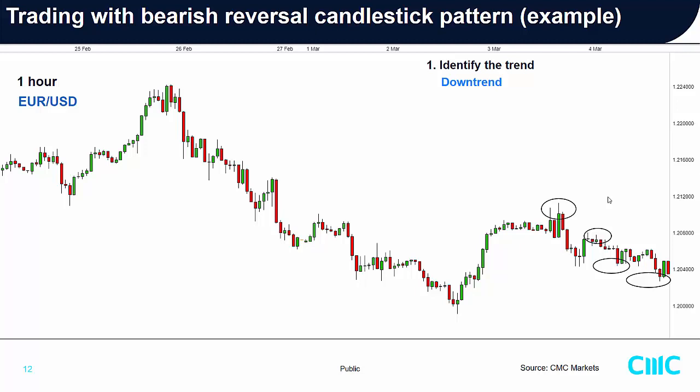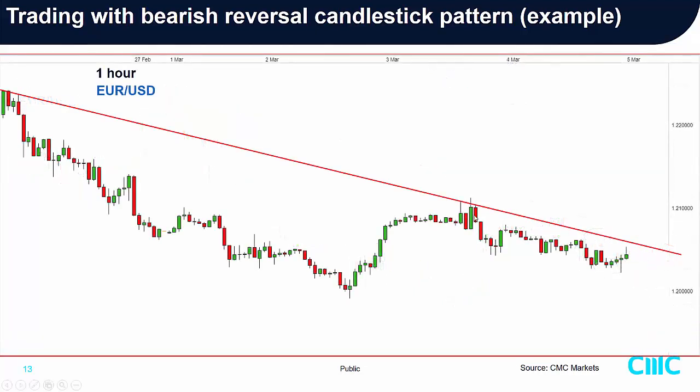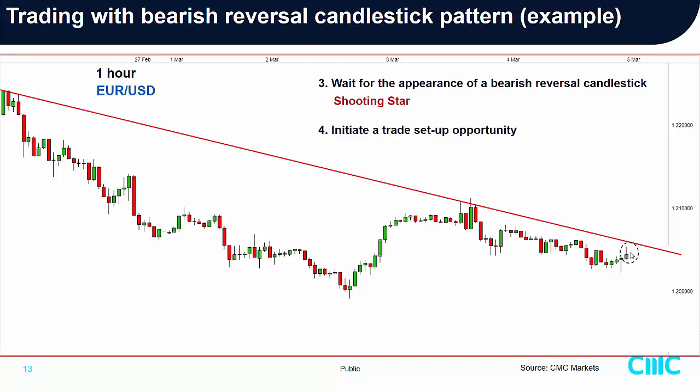So the next thing is to identify the resistance level. I could see one time, two times, three times. So this is a descending trend line resistance. What we have to do is wait for the price to come close to the resistance, like we see over here, and wait for the appearance of a bearish reversal candlestick. We could see this is a shooting star. All right, so the next step is to initiate a bearish trading setup opportunity.